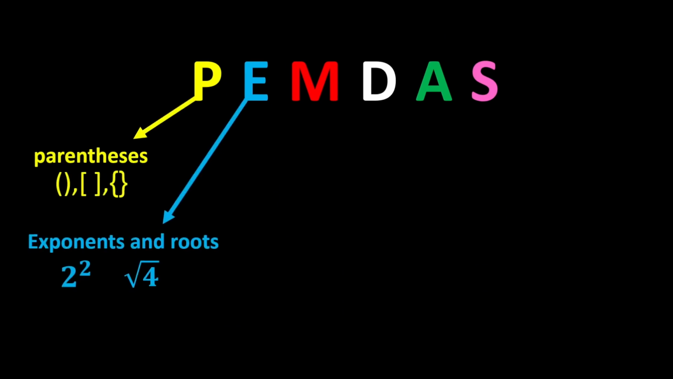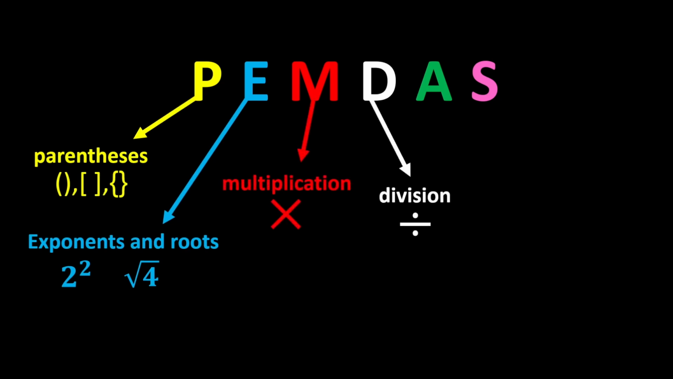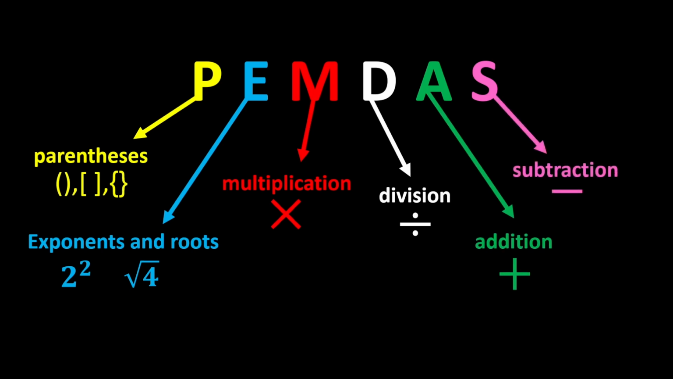In PEMDAS, P stands for parentheses. E stands for exponents and roots. M stands for multiplication. D stands for division. A stands for addition. And S stands for subtraction.